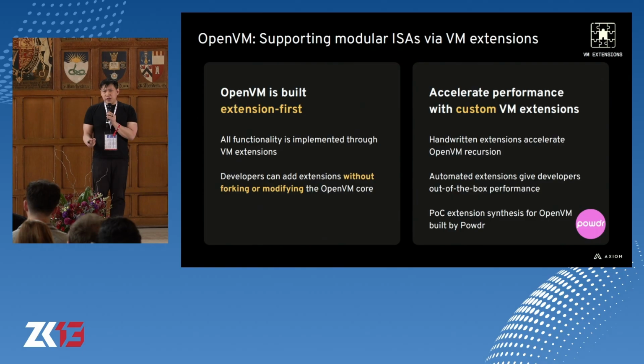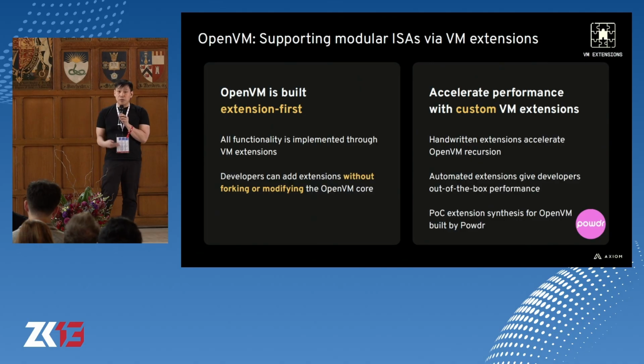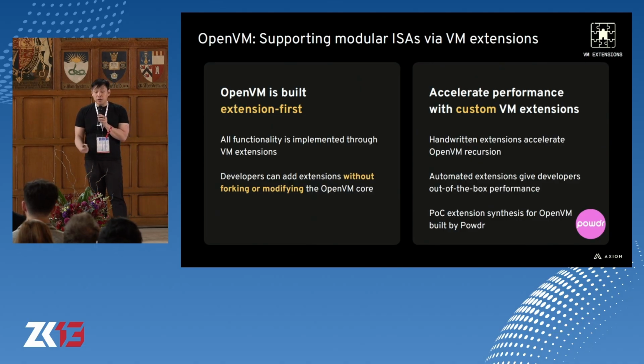However, the design of OpenVM is fundamentally extension first, meaning the framework itself does not commit to any particular extension, and all functionality is implemented through extensions that live on an equal basis to extensions that you could yourself add to OpenVM. In particular, it's possible for developers to write and add their own OpenVM extensions without forking or modifying the core library.